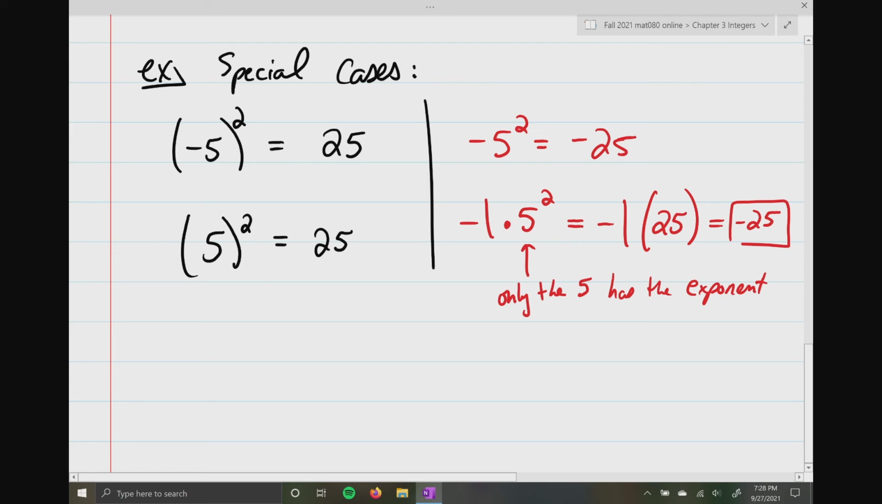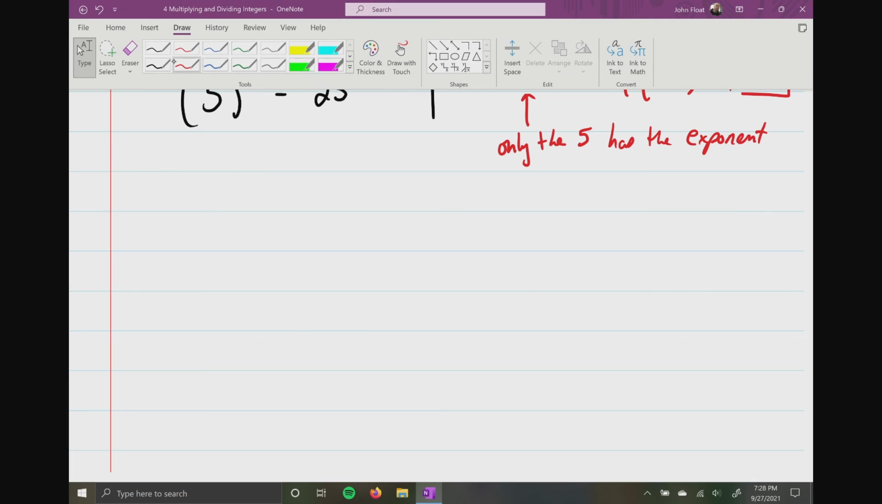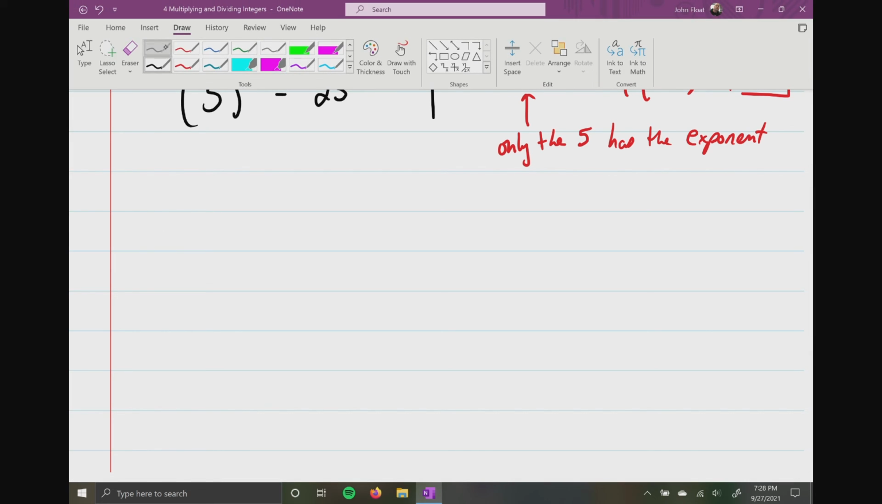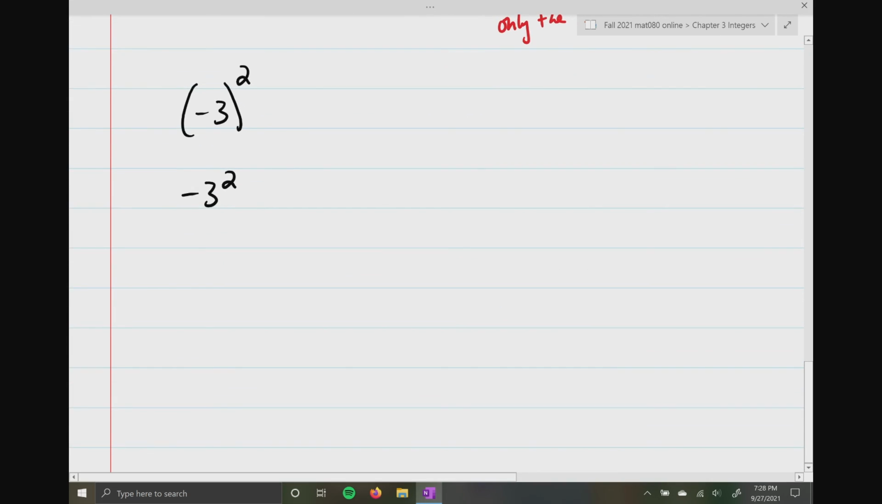So I'm going to do another problem just like this, and I'm going to show you the difference. So how about we do... Oh, that's a real thick marker. Hold on. There we go. So how about we do the quantity of negative 3 to the second power, and then let's compare that with just negative 3 to the second power. And listen to how I'm saying them. They're different. The quantity of negative 3 to the second power is the first. Negative 3 to the second power is the second.